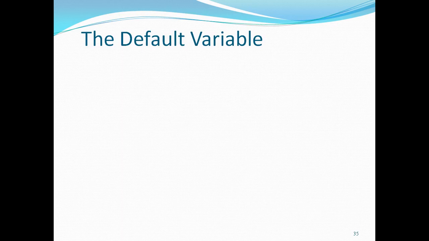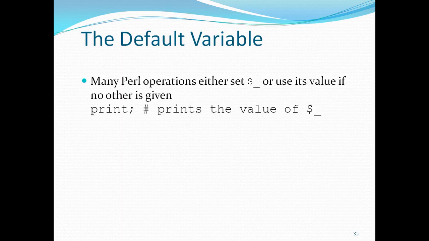Now let's see the default variable. In many Perl operations, Perl either sets $_ or uses its value if no other is given. So print statements print the value of $_. What it means here is if you are not specifying any variable name for a text or data, by default it gets stored in a variable called the default variable, $_. Or if you simply say print, it will print that particular data.